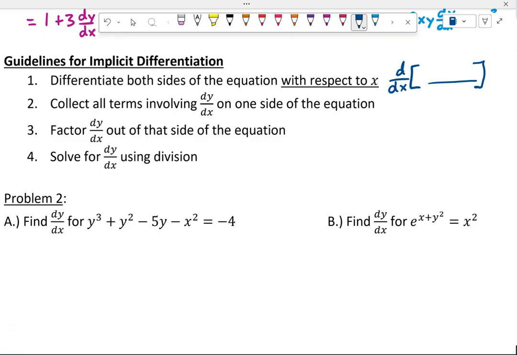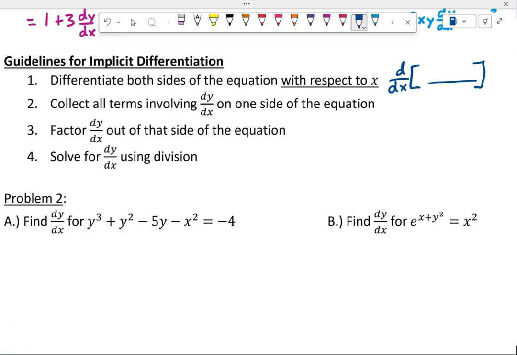Step 2. Any terms that have a dy dx, we want them on the same side. Everything that doesn't, move it over to the other side. Step 3, factor out any dy dx's. And step 4, solve for dy dx using division.